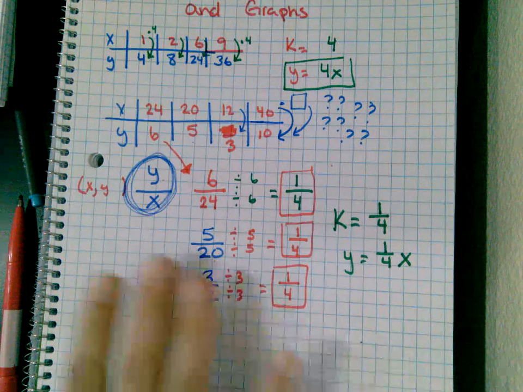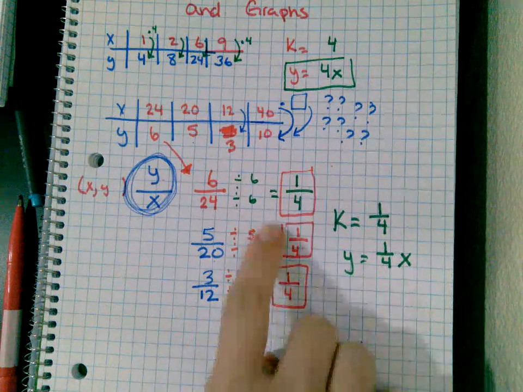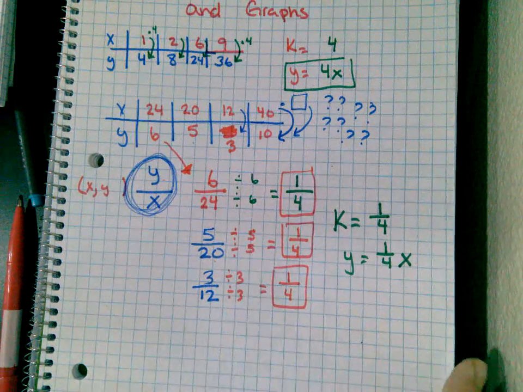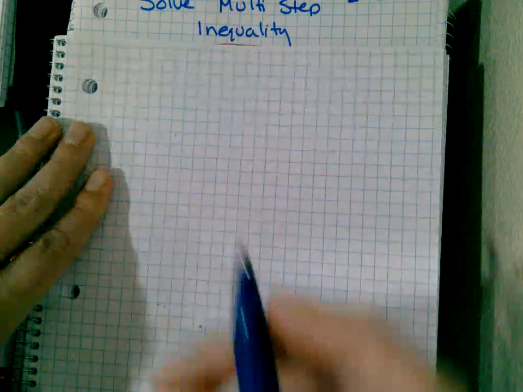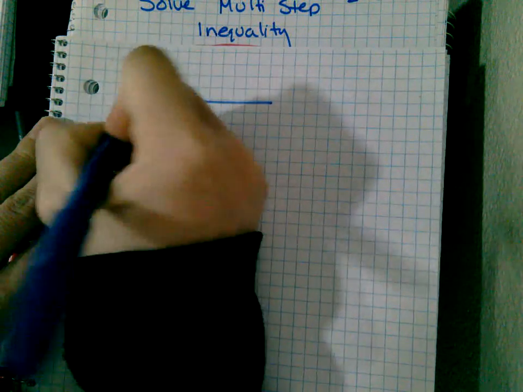Okay. Are we okay? It looks hard. It's really not. I'm using like 5th grade math right here. All right, so let's try another one. X, Y.